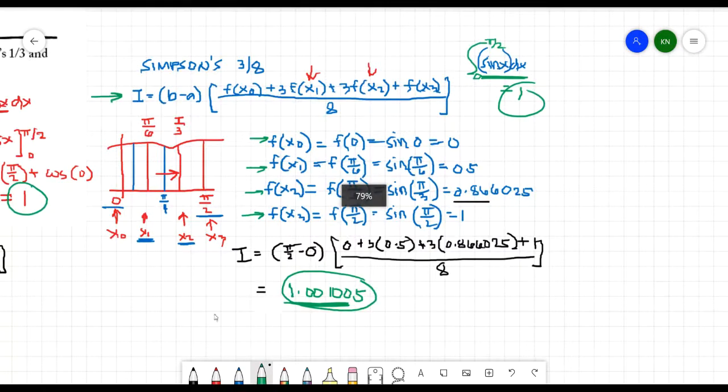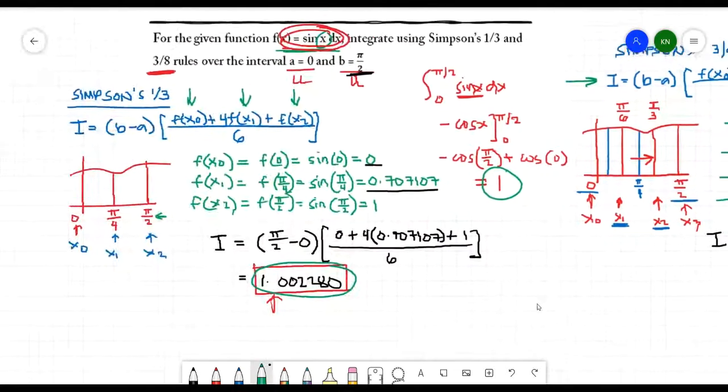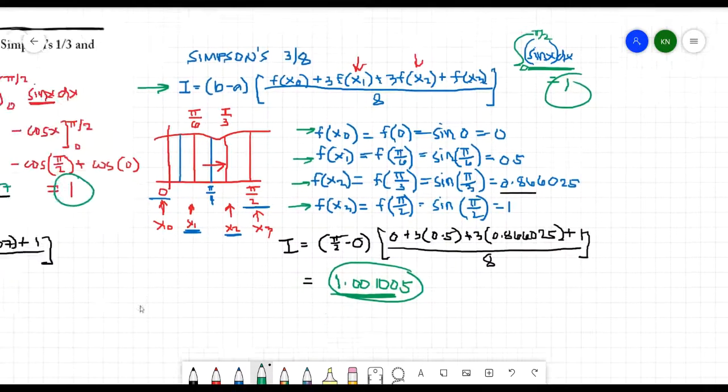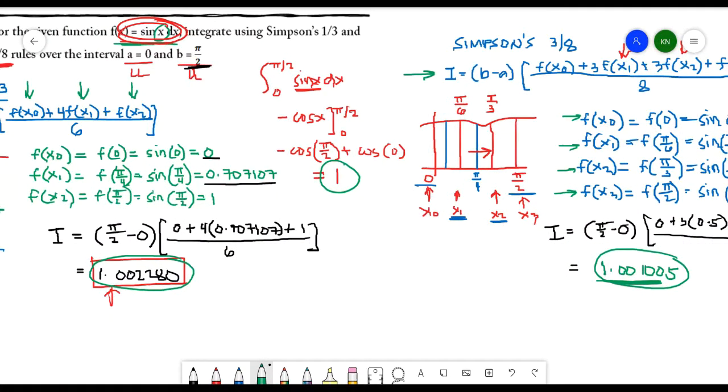So those are all the discussion for the Simpson's rule. We have Simpson's 1/3 rule, and we also have the Simpson's 3/8 rule. If you try to compare the results, it has just a minimal amount of difference, in which for the 1/3 rule it's 0.002, and for the 3/8 rule it's 0.001.